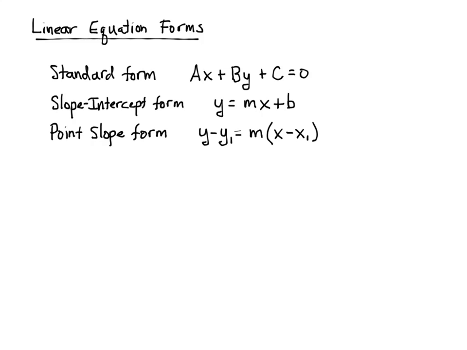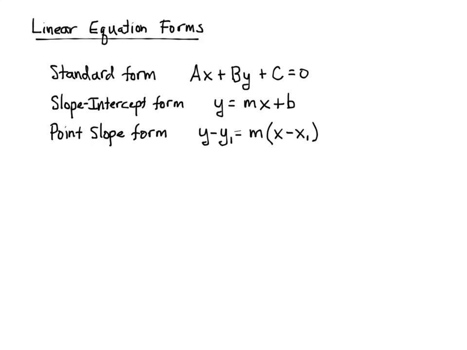Now this point-slope form is really the form that we're using to take some data points and make an equation out of them. So this point-slope form has this kind of utility that allows us to write an equation. Now that top one is standard form, ax plus by plus c equals 0, or sometimes you call that the general form.